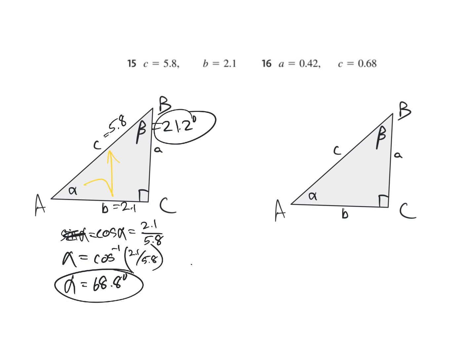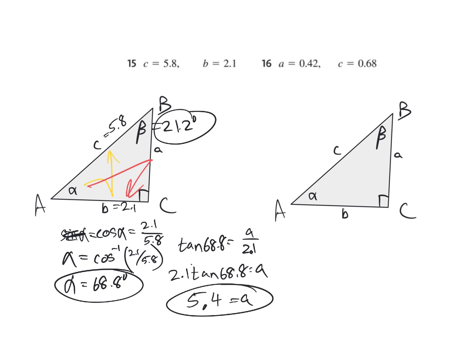And now to get A, we'll go ahead and use opposite over adjacent, so that's tangent. So the tangent of 68.8 is equal to A over 2.1. So multiply by 2.1 on both sides, and you'll get your answer for A. So 2.1 times the tangent of 68.8, and that gives us 5.4 for A. Those are all your values.